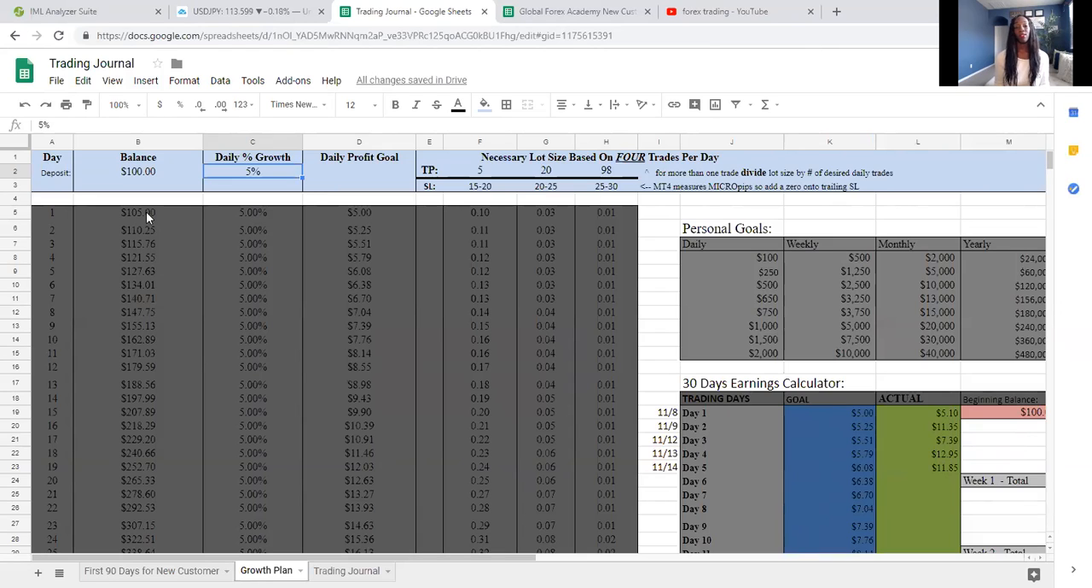I have a more aggressive account with this $100 balance. I'm risking money that I don't mind losing, okay? But I'm also very confident in my strategy. So you basically take your balance and you decide the amount, the percentage you want to grow it at daily.